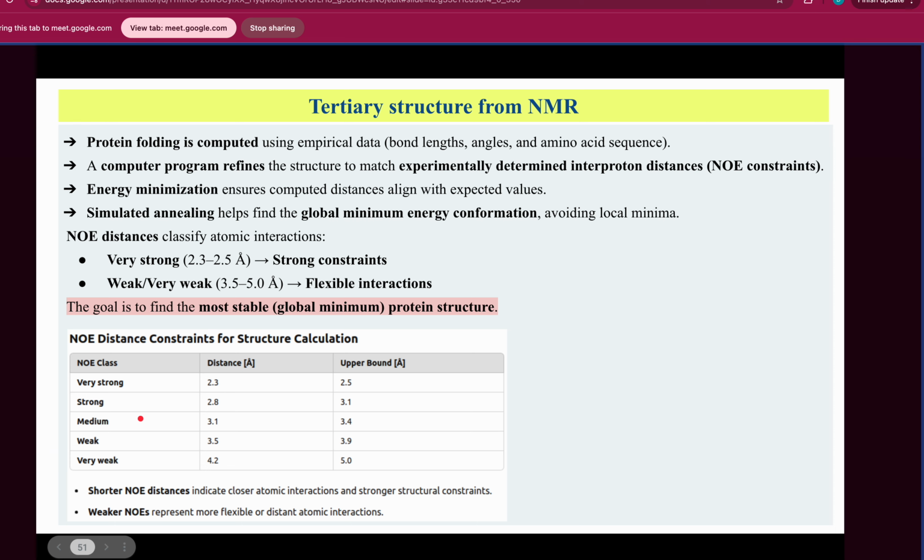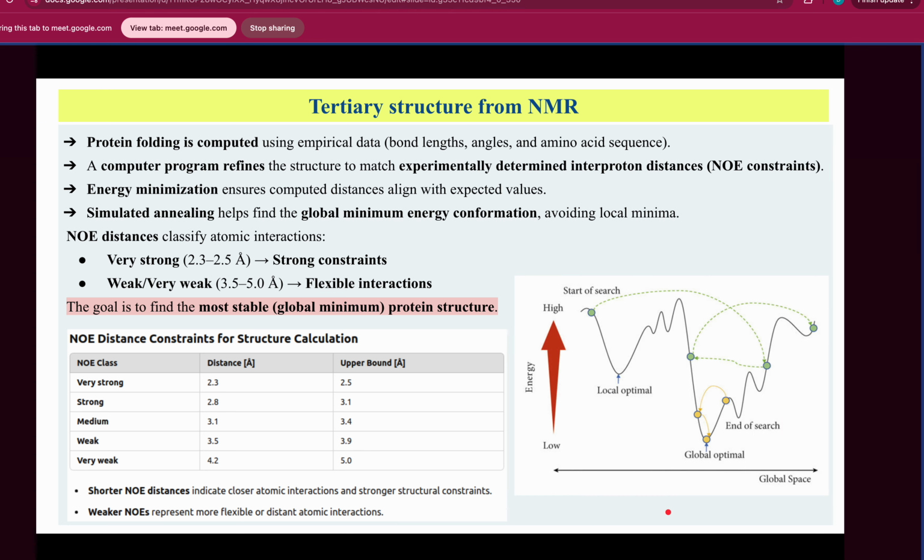So depending on the NOE distances, we can analyze whether the structure which we are observing is strong, has structural constraints, or is a flexible region. Shorter NOE distances mean the structure is stable, properly structured. Whereas weaker NOEs, the weaker distances, mean less value of NOEs, and then it represents the flexible or distant atomic interactions.